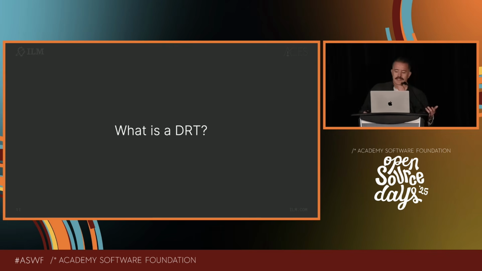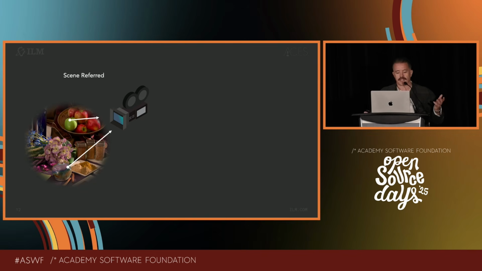So what is a DRT, a display rendering transform? Color spaces in the post world can be largely grouped into two major categories. We have scene-referred color spaces, where what we're trying to do is describe the color coordinates and the light intensities of the thing that is on the far side of the camera, the scene. That could be a real scene that we're shooting with a camera, or it could be a CG imaginary scene, but either way, it's the thing on the far side of the camera that we're trying to describe with the numbers that we're passing around.